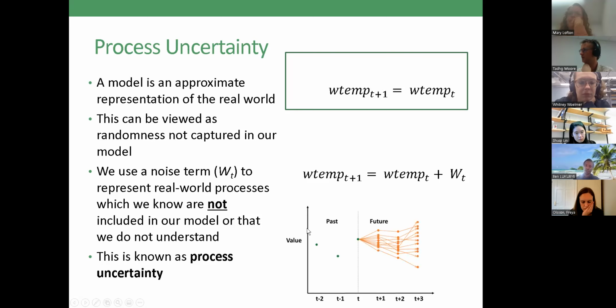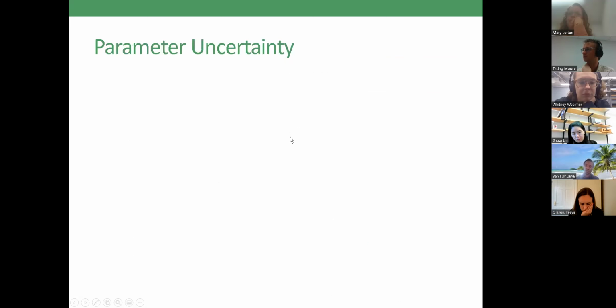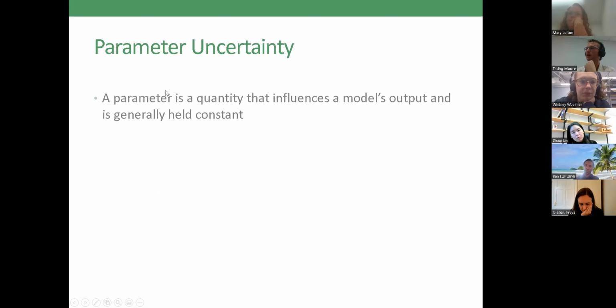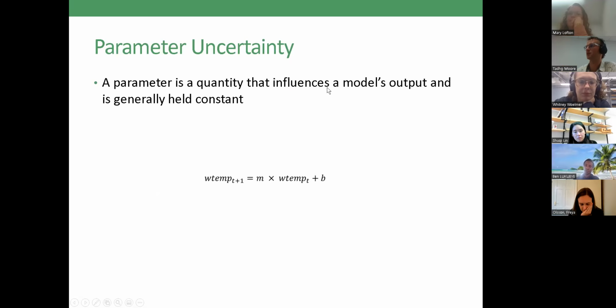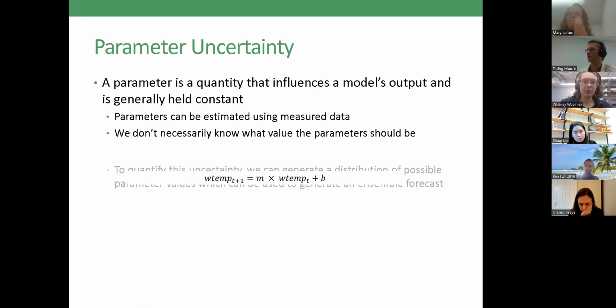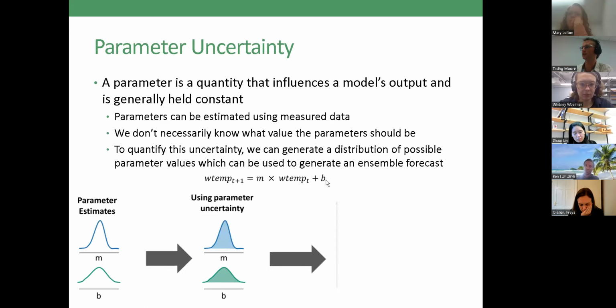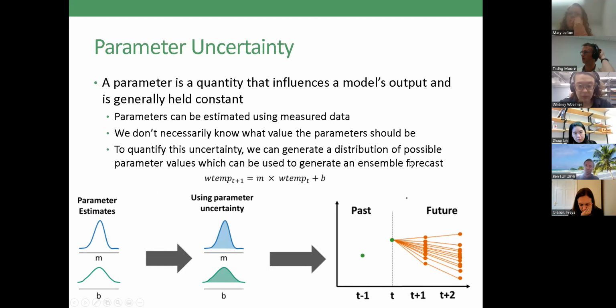Stepping on to parameter uncertainty. A parameter in the model is a quantity that influences the model's output and is generally held constant. Parameters can be estimated using measured data, and we don't necessarily know what value the parameter should be. To quantify this uncertainty, we can generate a distribution of possible parameter values. Our parameters in our model here are M and V. So we can estimate our parameters and then use all those different parameters in that distribution to generate potential future outcomes.